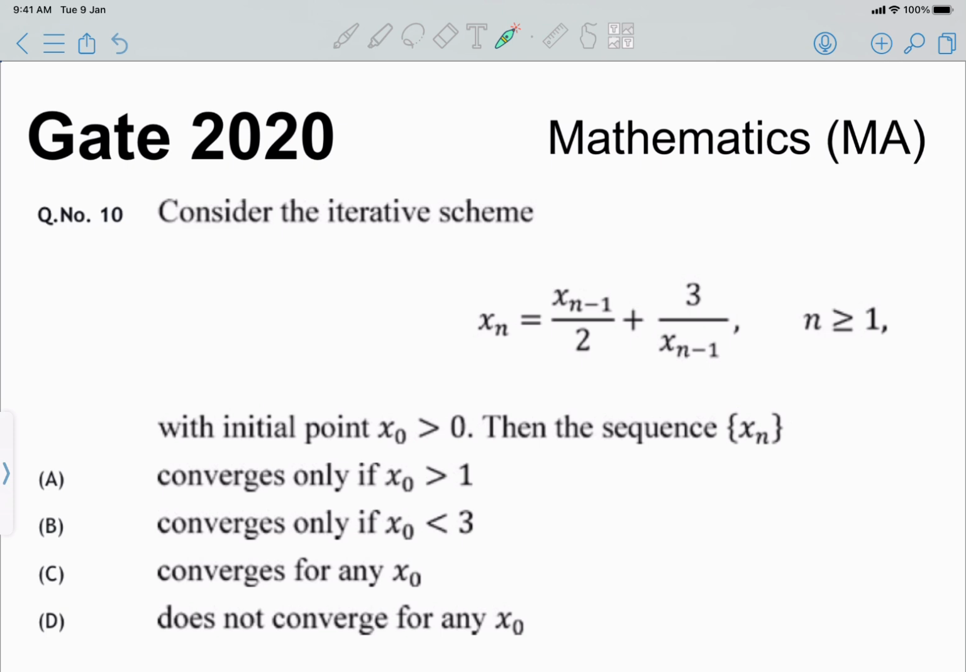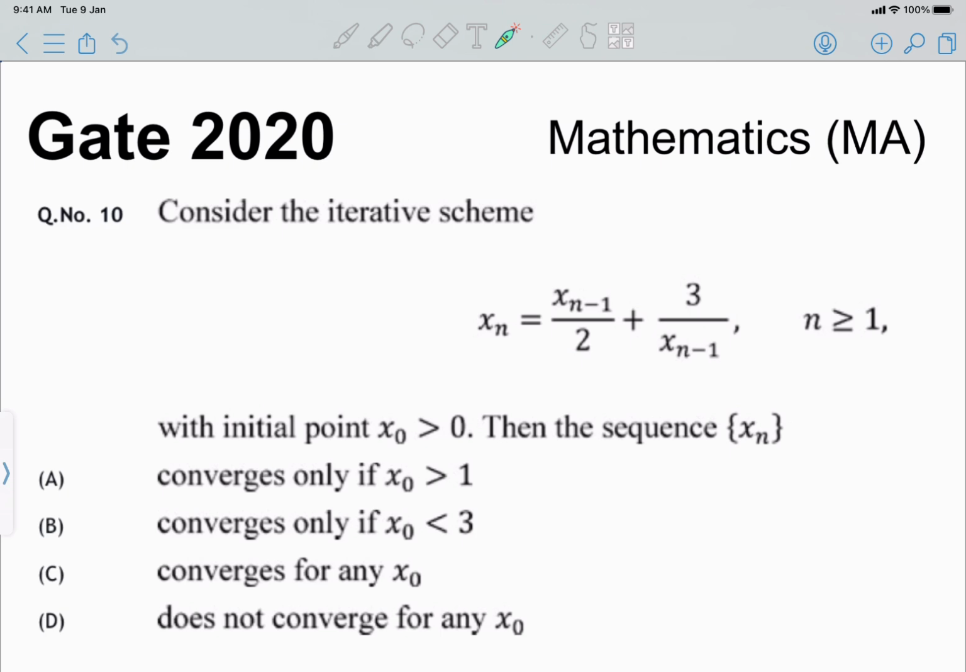Okay, so today we'll solve the GATE 2020 question. This is question number 10, a question from real analysis. It says that x_n is an iterative sequence given with the initial point x_0 which is positive. Then four options are given, and you have to check which one is correct.